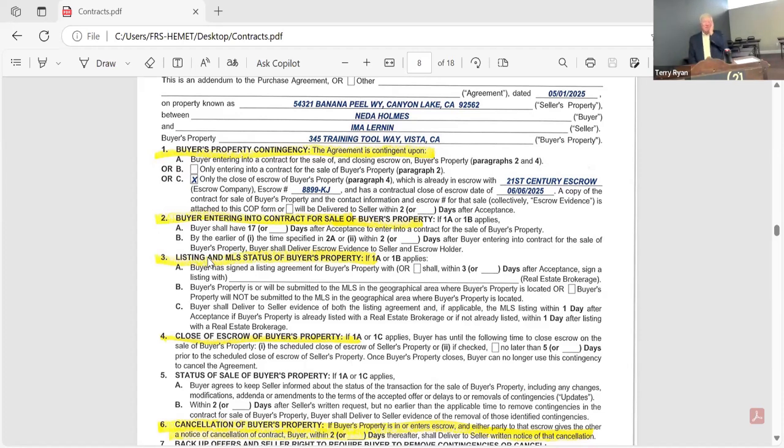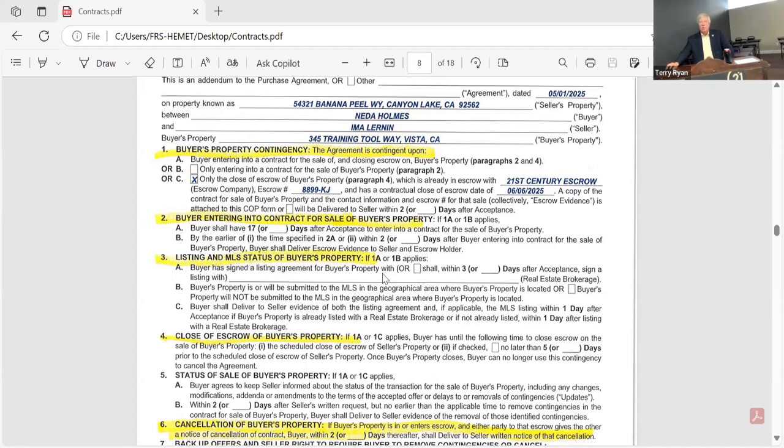And that is that listing status. So buyer has signed a listing agreement for the buyer's property or shall within 3 days. So actually some people go out and they shop for property prior to even listing their property. They say, well, I'll sell it if I can find a replacement. All right, well, that's okay, but you have to let people know that. You have to let people know what you're doing. And this is how you do that.